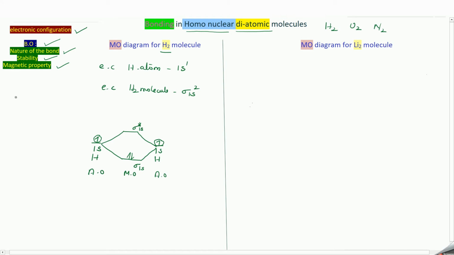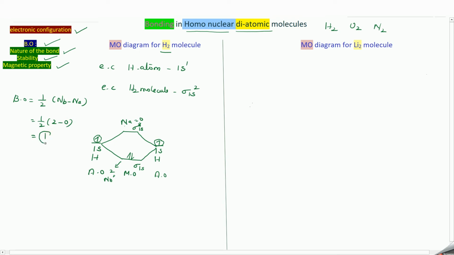Now you can calculate the bond order. Bond order is equal to half into Nb minus Na, where Nb is the number of electrons in bonding molecular orbitals and Na is the number of electrons in anti-bonding molecular orbitals. Now this is the bonding molecular orbital where you have two electrons, so Nb is 2. Na we don't have any electron here, so Na is 0. So you can write half into 2 minus 0, that is equal to 1.